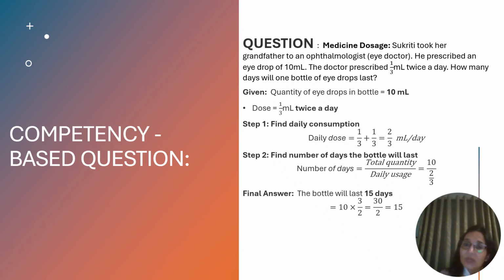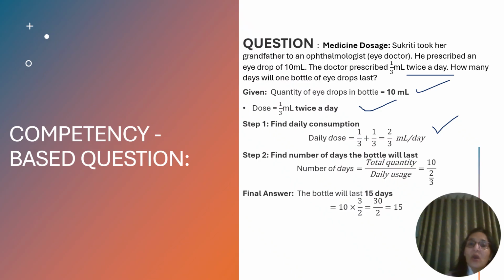Now first thing, you have to write what is given. The quantity of eye drops in the bottle which is mentioned, that is 10 ml. What is the dosage being prescribed by the doctor? That is 1 upon 3 ml twice a day. So we have to find the daily consumption. Here, if you see, the doctor prescribed twice a day. How many ml of dosage? That is 1 upon 3. So 1 upon 3 plus 1 upon 3 will give you 2 upon 3 ml per day.